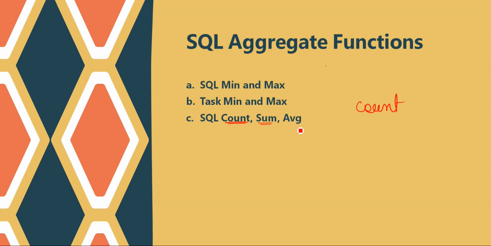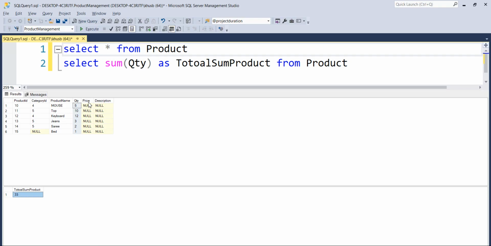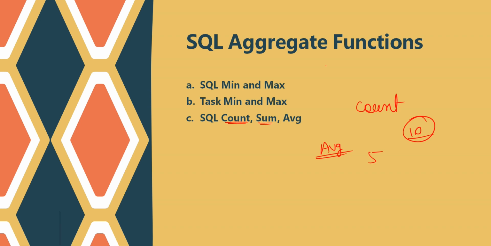And the average. As in mathematics we have learned what average is. Let's say I have 10 numbers and I want the average of these numbers. So what is it going to return? It is going to return 5, right? So let's say price has some values in this product table. Let's say some products have a price of 500, then 200, then 600, then 900.